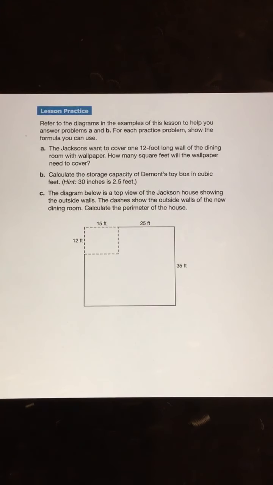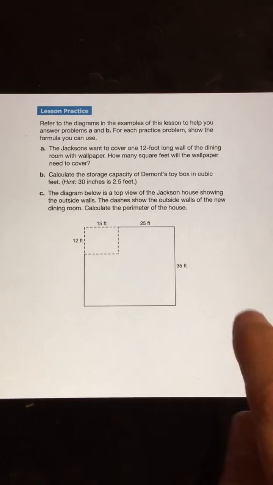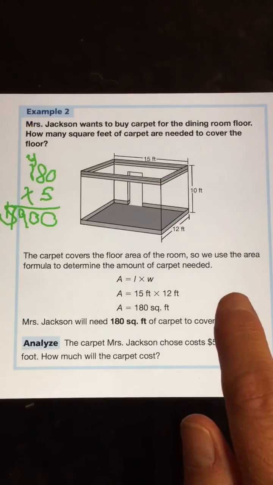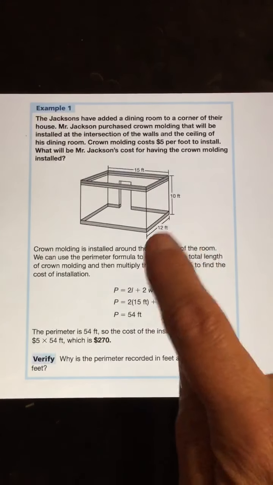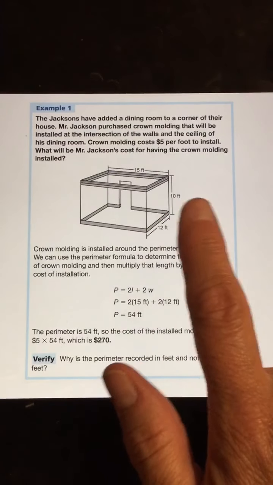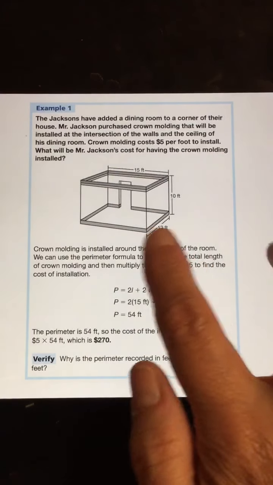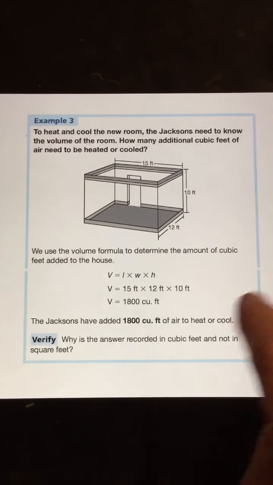All right, next we are on to our lesson practice. Okay, for our lesson practice today, we need to refer to the diagrams in the other problems to help us answer each practice problem and to show the formula we would use. So the Jacksons want to cover one 12-foot wall of the dining room with wallpaper. Now, remember, I'm going back to the room in example 1. They have a 12-foot wall here. The height is 10 feet. So we're going to take the 12 times the 10 to figure out the area of wallpaper that this one wall will be covered in.